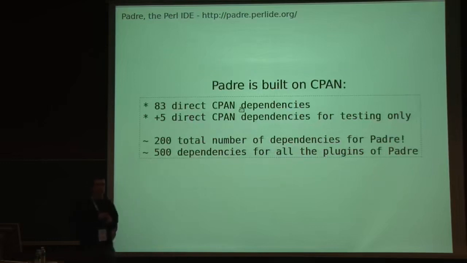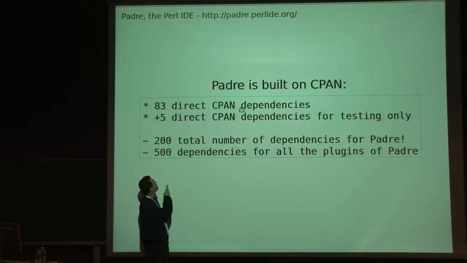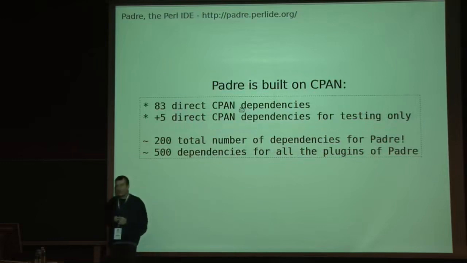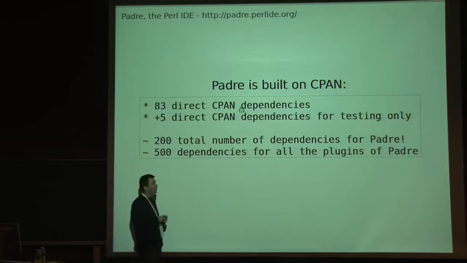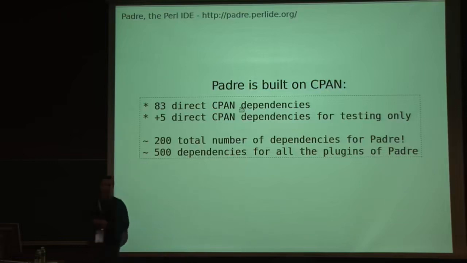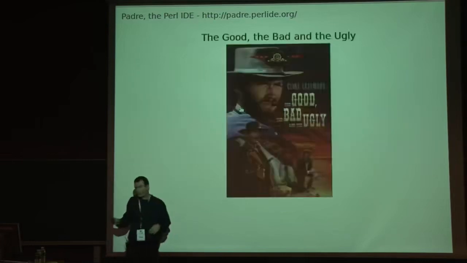So how much was Padre using CPAN? Padre actually depends on 83 packages within CPAN, and there are 5 more packages that we are using just for testing. But these CPAN packages, libraries, they also depend on other things. So in the end, we have about 200 dependencies just for Padre. And if you take into account all the plugins of Padre, we easily reach 500 dependencies, which is really good. And code reuse is really good, but it actually has several faces.